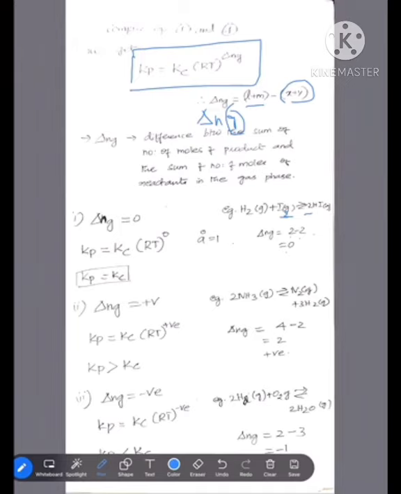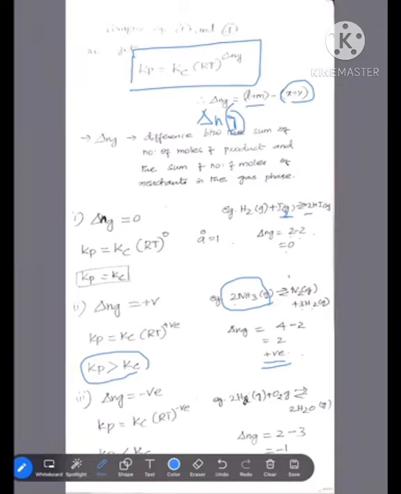Then what happens to your Kp and Kc values? Kp will be higher compared to the Kc value. Another example for this: ammonia gas gives N2 gas plus 3H2. This is a reversible reaction. When you apply the delta Ng formula there, what happens? This is going to be 3 plus 1, 4, minus 2. The answer is going to be 2. The sign is going to be positive. So for this reaction, Kp will be high compared to the Kc value.